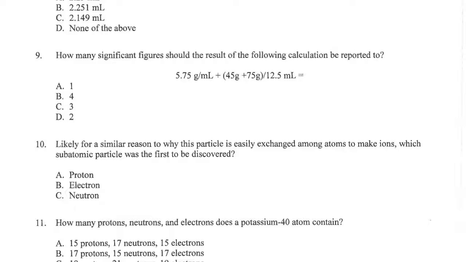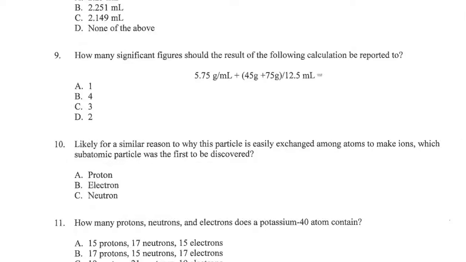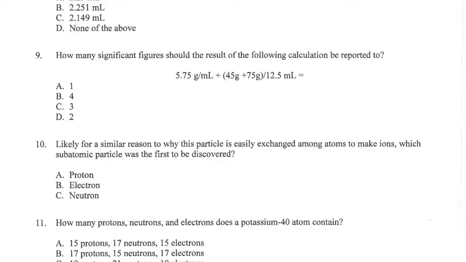All right, let's take a look at number 9 here. We have 5.75 grams per milliliter plus 45 plus 75. We add those two numbers together, we get 80 plus 40, so it's 120 grams. Now, how many sig figs does that have?